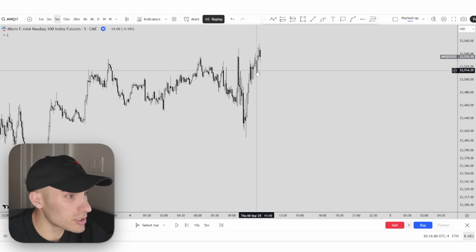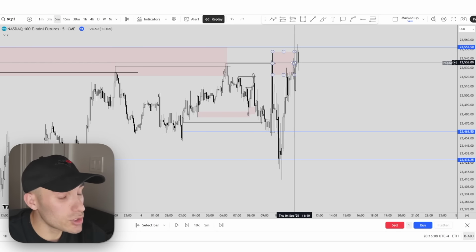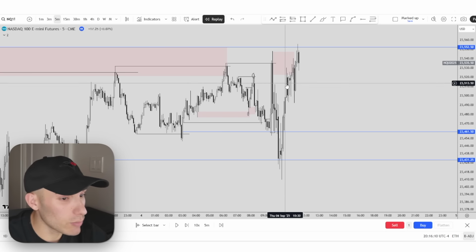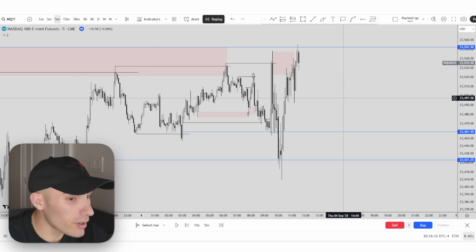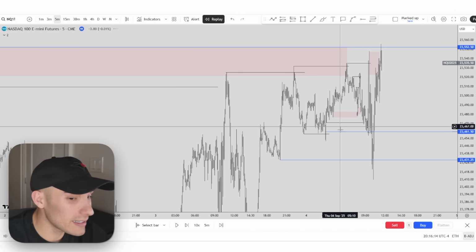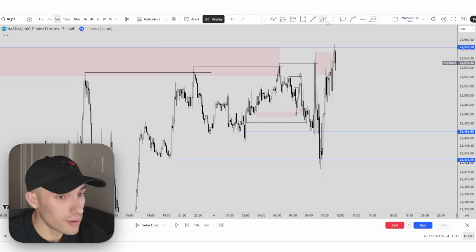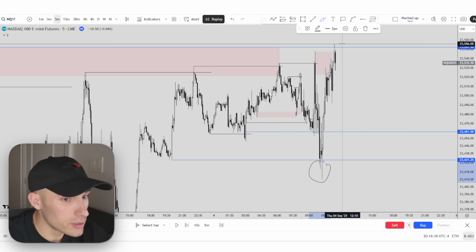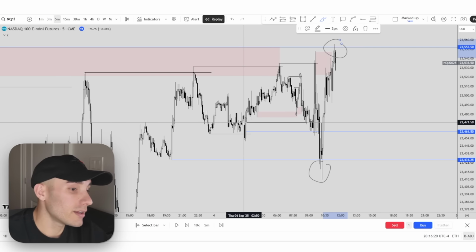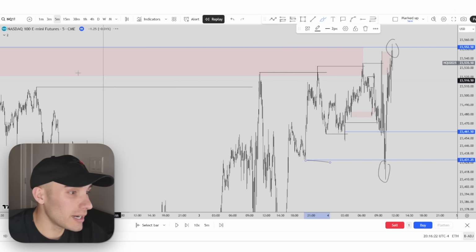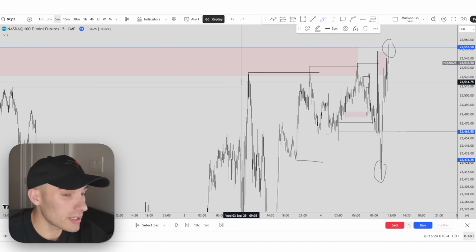Sellers interested in pushing price down. Sellers interested in pushing price down in this area. And that's exactly why we struggled here for about 45, 50 minutes. And then finally, look at that. From low to high, we grab that liquidity, trapping buyers and then finally trapping the sellers here.